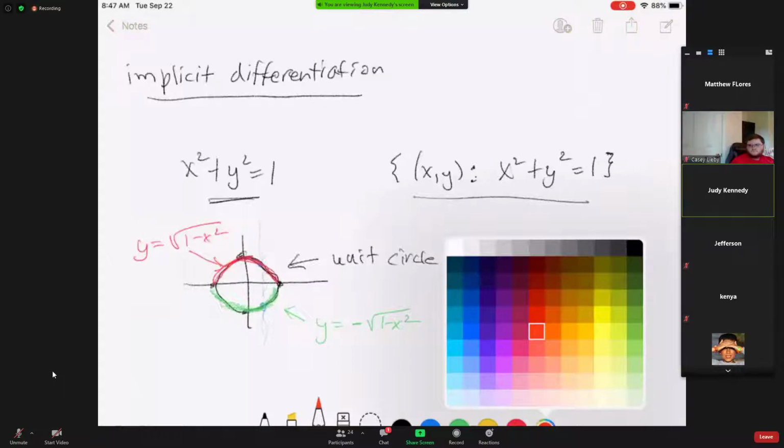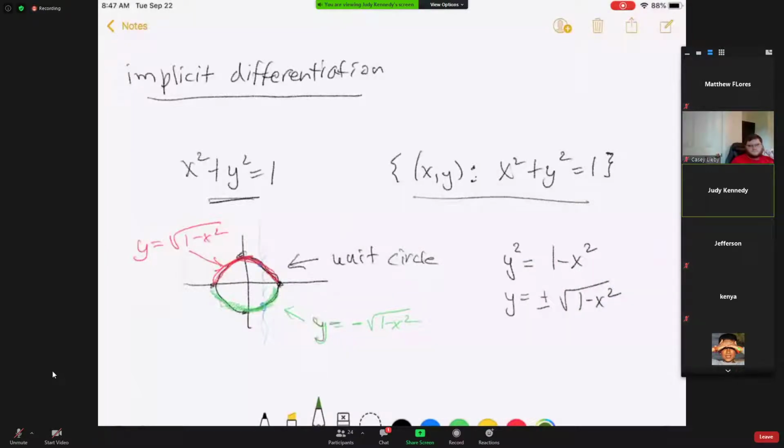Can I do better with green? Okay. Let's see. Well, that doesn't really look like green, but whatever.